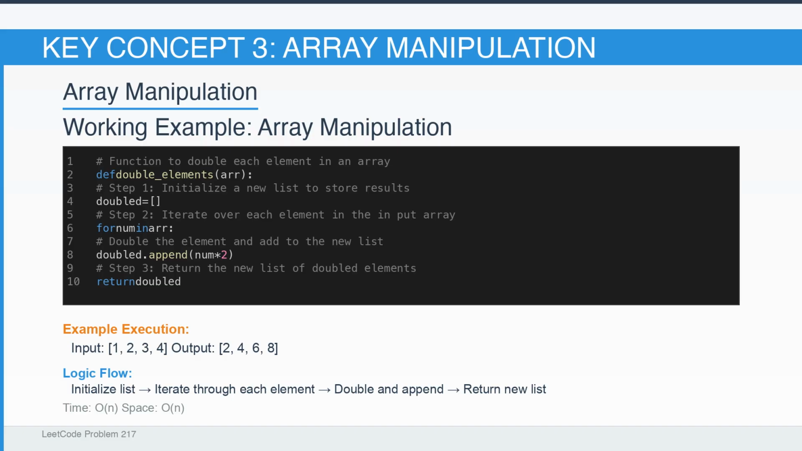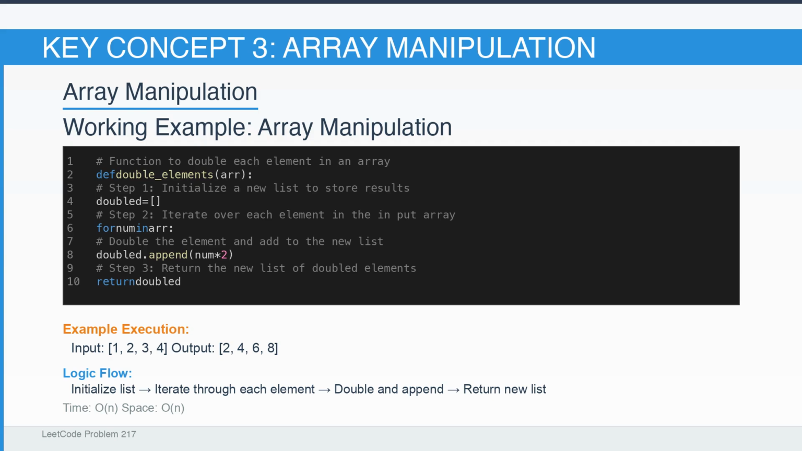This is like getting a fresh piece of paper where we will write down our answers. Next, we iterate over each element in the input array, R. Think of this as going through a line of boxes where each box holds a number. For each number we find, we double it, which means we take that number and multiply it by 2. We then add this doubled number to our new list, doubled.